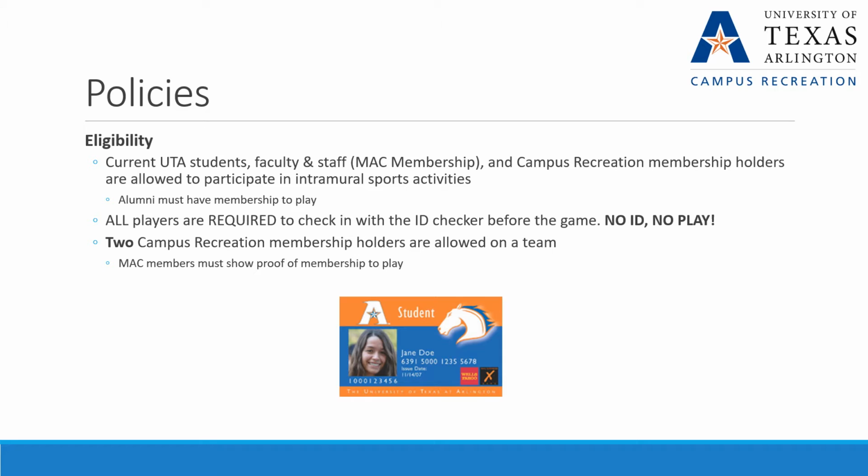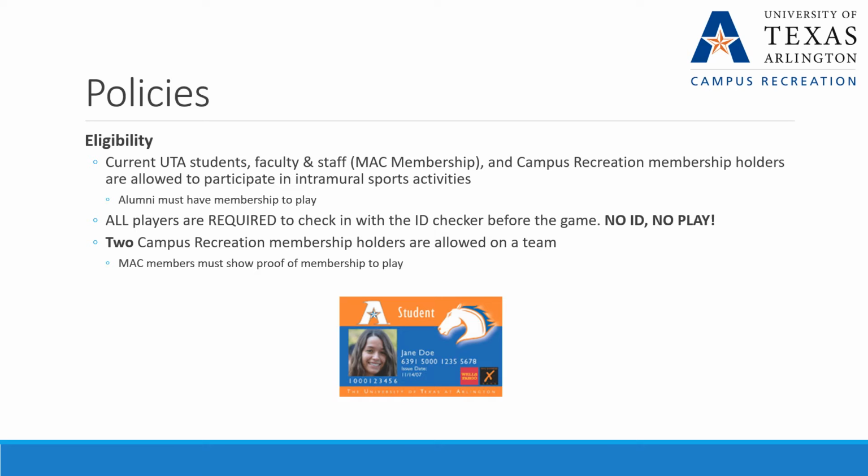Eligibility to play intramural sports is available to current UTA students, faculty and staff that have a MAC membership, and campus recreation membership holders. All of these are allowed to participate in intramural sports activities. Alumni must have a membership to play. All players are required to check in with the ID checker before the game. If you don't have your ID, you cannot play that night.